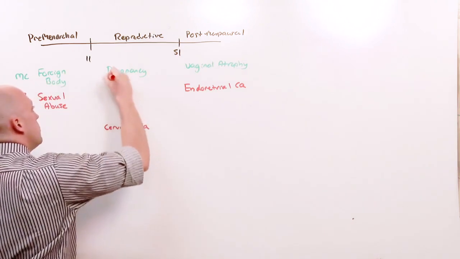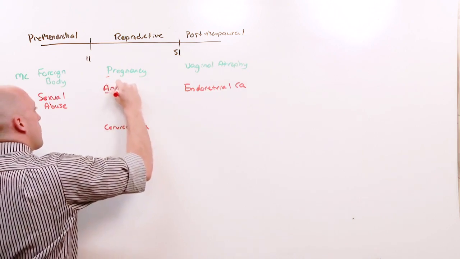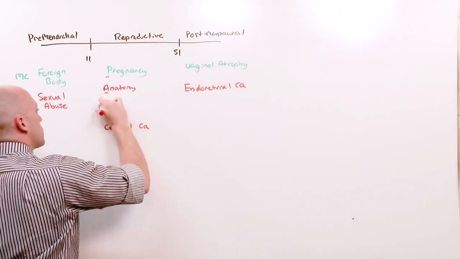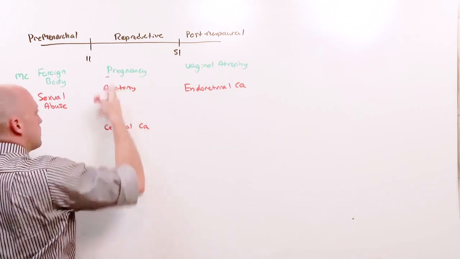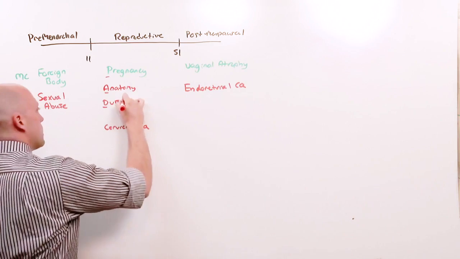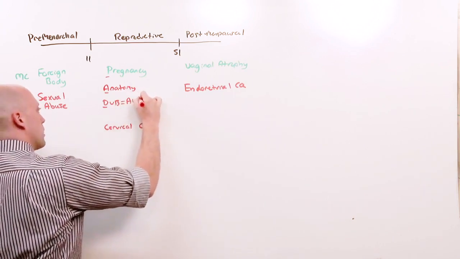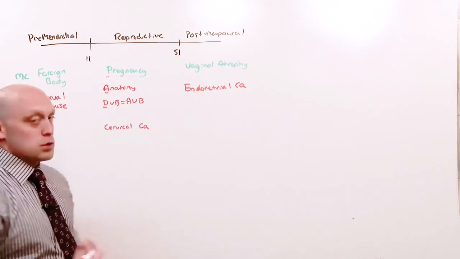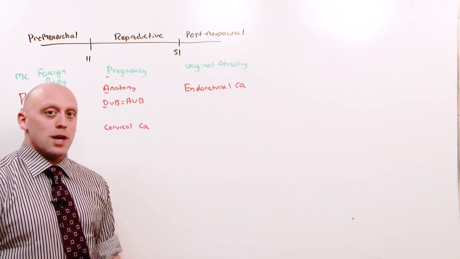Pregnancy, anatomy, and dysfunctional uterine bleeding. The mnemonic is PAD. Dysfunctional bleeding is now referred to as abnormal uterine bleeding. And these are going to be the source of the things we're going to talk about as we move forward in these lectures.